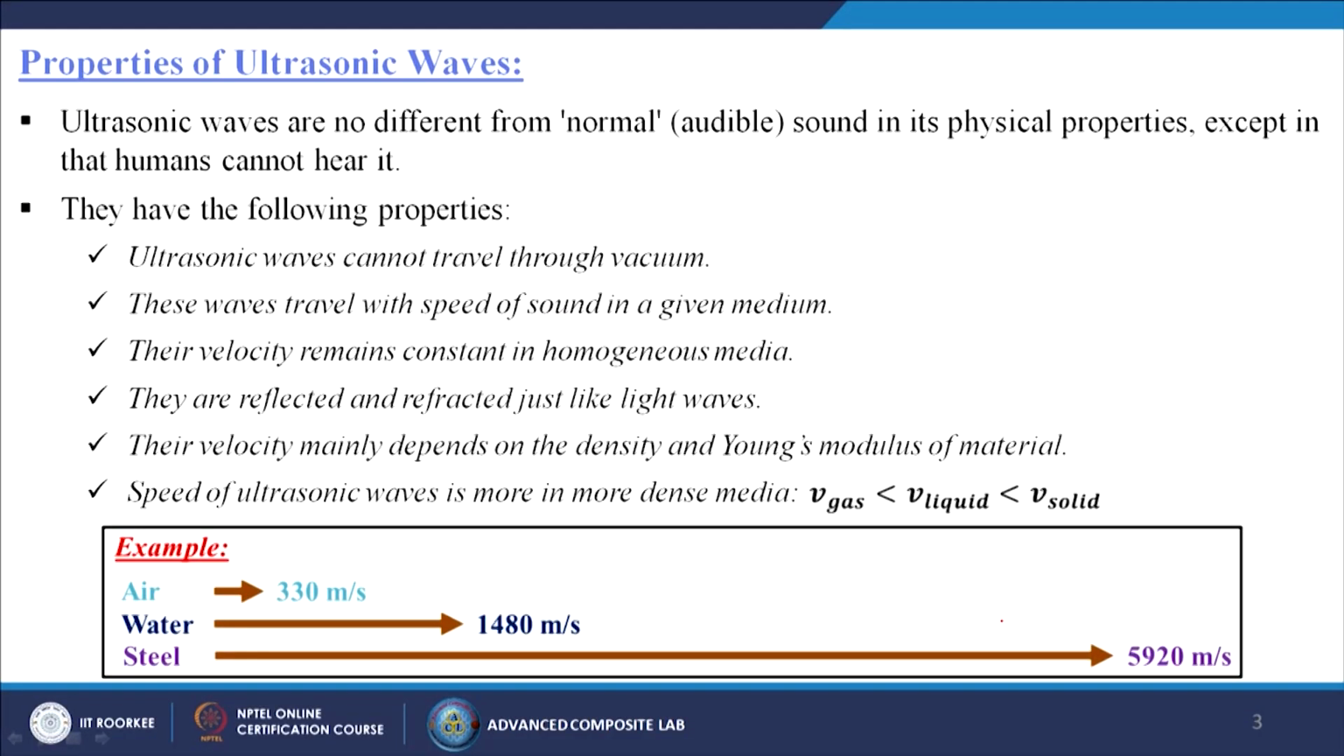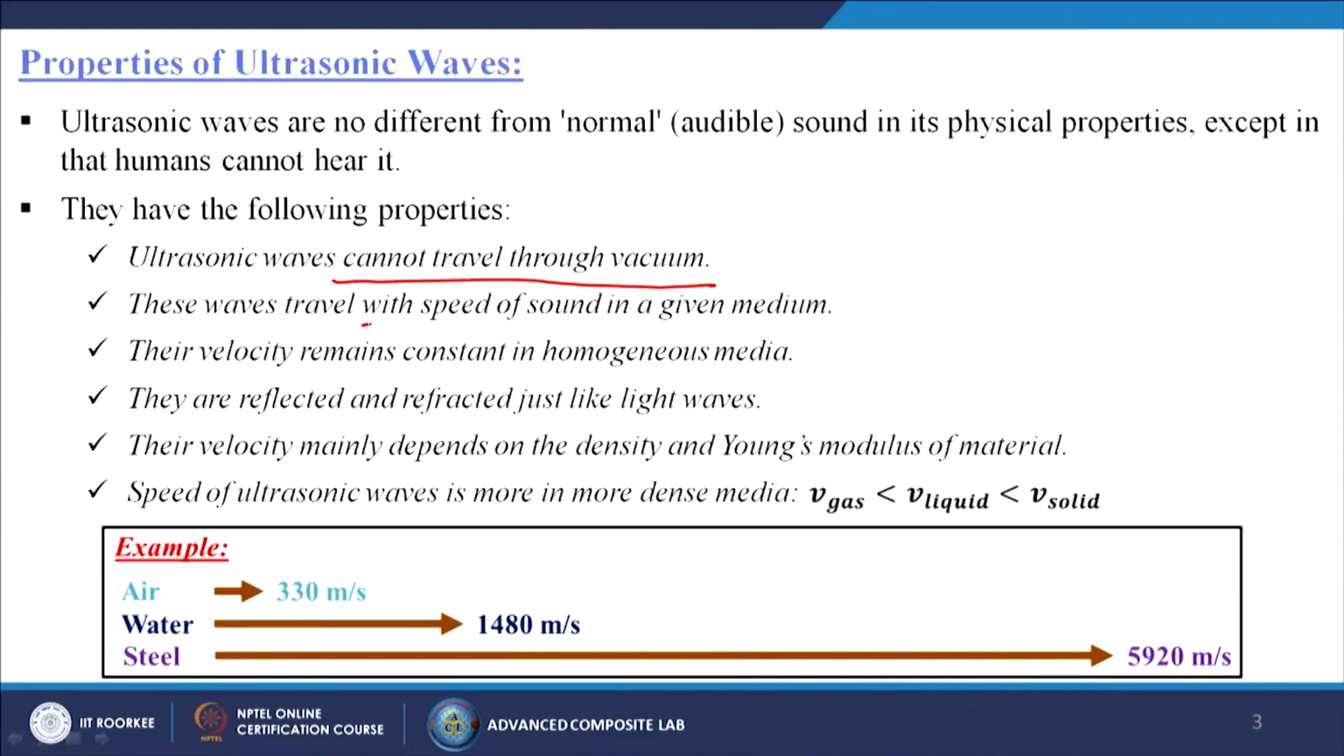Properties of ultrasonic waves. Ultrasonic waves are no different from normal sound in their physical properties, except that humans cannot hear them. So, it is beyond our audible capacity. They have the following properties. Ultrasonic waves cannot travel through a vacuum, so they always need some medium. These waves travel with the speed of sound in a given medium. Their velocity remains constant in homogeneous media.